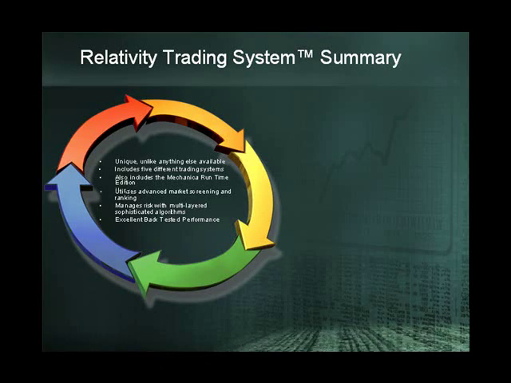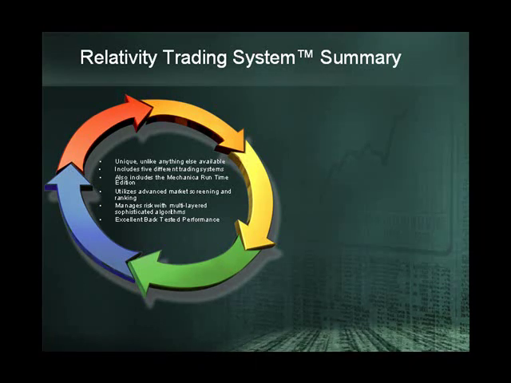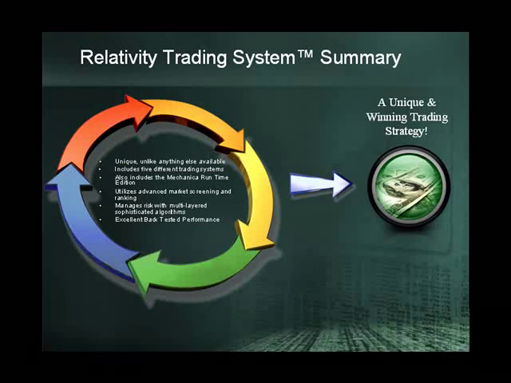The Relativity System utilizes advanced market screening and ranking, once again setting it apart as a unique system in that regard, and also manages risk with multi-layered, sophisticated algorithms. We talked about how portfolio heat as a whole is managed, how the sector heat is managed, how individual trade risk is managed, and also how to manage ongoing risk with resizing, which doesn't even include traditional market exits. And when you put all of this together into a back test, you get some excellent results, and the final outcome is a unique and a winning trading strategy.